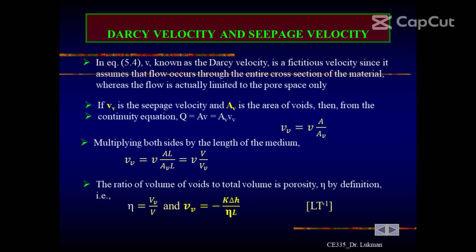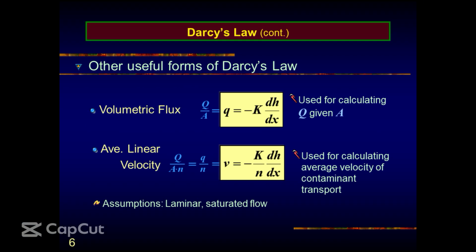Okay? So, the seepage velocity is related to the Darcy velocity or the flux. That is why those who are very careful with terms don't refer to this as velocity. They just call it specific discharge. And here, this morning, we call it volumetric flux. But this is the actual seepage velocity or the interstitial velocity for porous media.